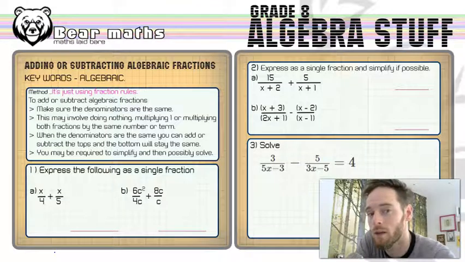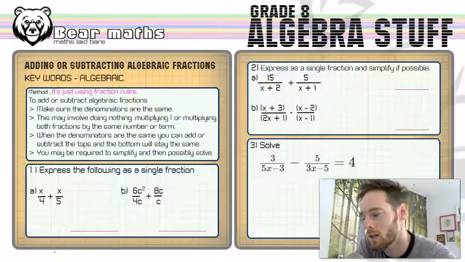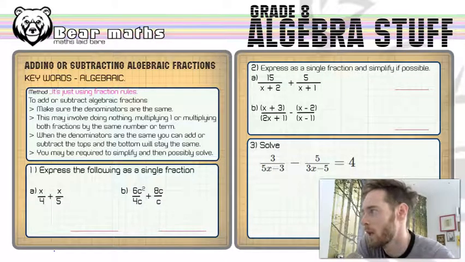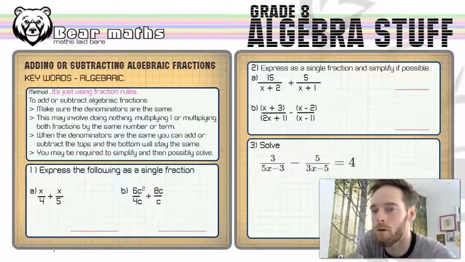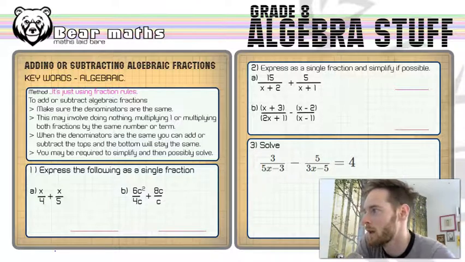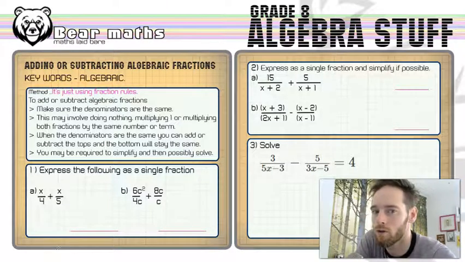So if you haven't watched the video in the number section, adding or subtracting normal fractions, then please do go and watch that one before you watch this algebraic fractions one. You've got to make sure the denominator is the same. It might involve doing nothing, might involve multiplying one fraction, might involve multiplying both fractions to make sure the denominators are the same. When the denominators are the same, you can add the tops or subtract the tops. The bottom will stay the same, and then you might be required to simplify and then possibly solve.